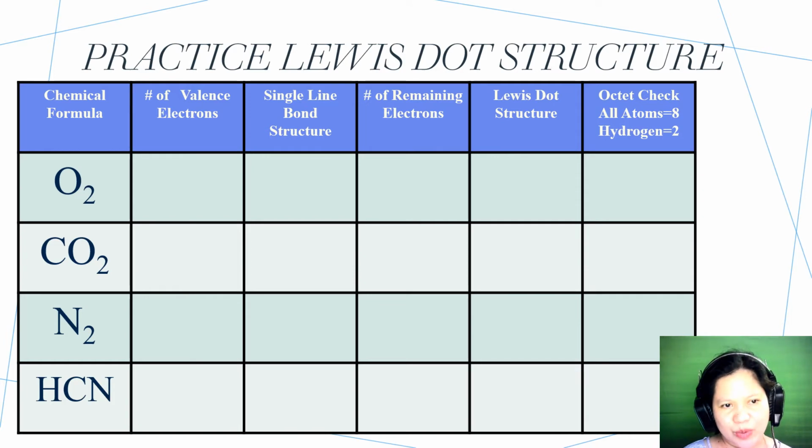Maybe you can practice this one. You have oxygen gas, carbon dioxide, nitrogen, and HCN. So, number of valence electrons, the bond, then the remaining electrons, the Lewis dot structure, then you check whether it has 8 electrons or it follows the octet rule.